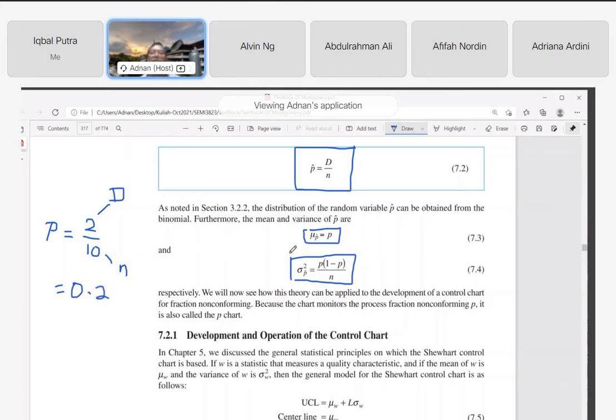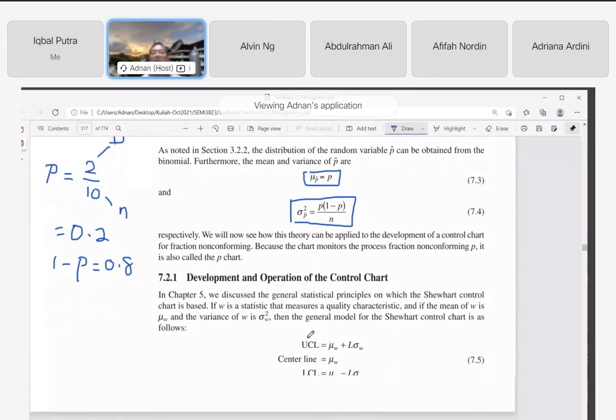Okay, so 1 minus P in the bracket is just going to be 0.8. Just as simple as that. Sometimes people call it PQ, where Q is equal to 1 minus P. Divide by 10, N is 10. So this is the variance, the standard deviation squared, meaning the variance of the P chart. That is the foundation of the chart.